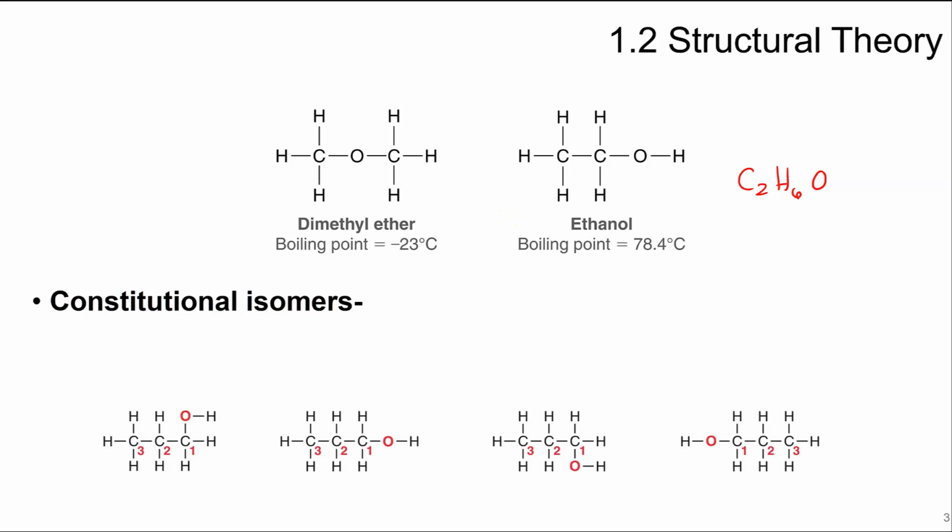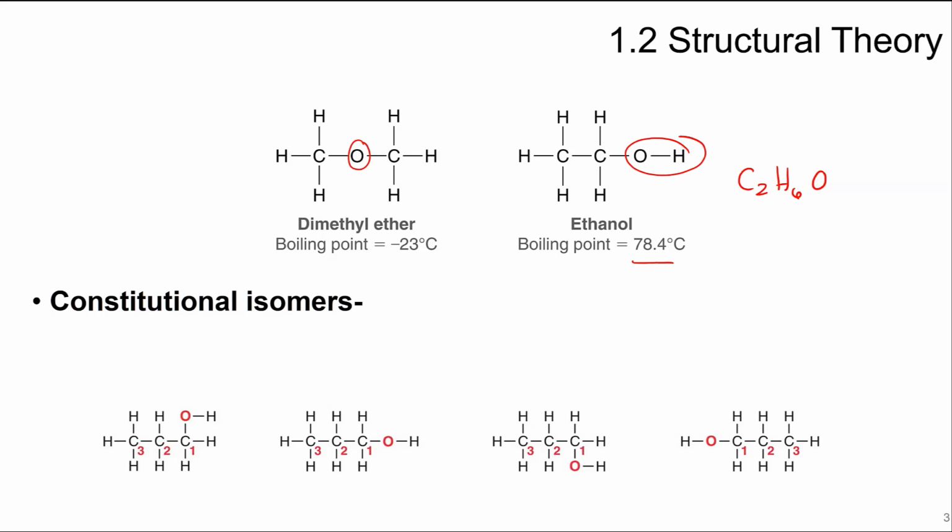They have different properties. So the boiling point of one is negative 23 degrees Celsius, while the other is 78.4 degrees Celsius. One thing that you'll notice is that they're connected differently. So here the oxygen is sandwiched between the two carbons, and here it's hanging out on the end.